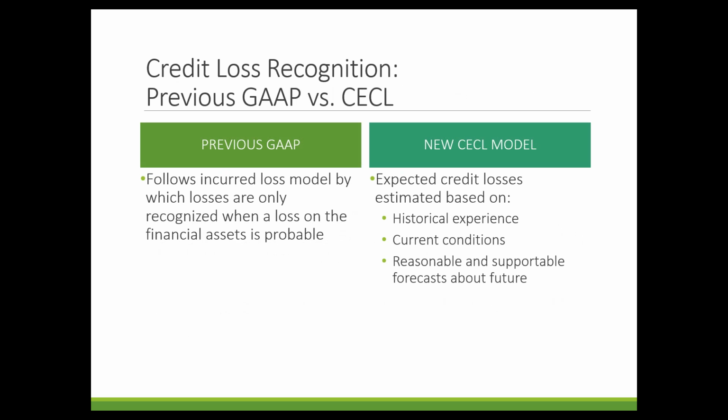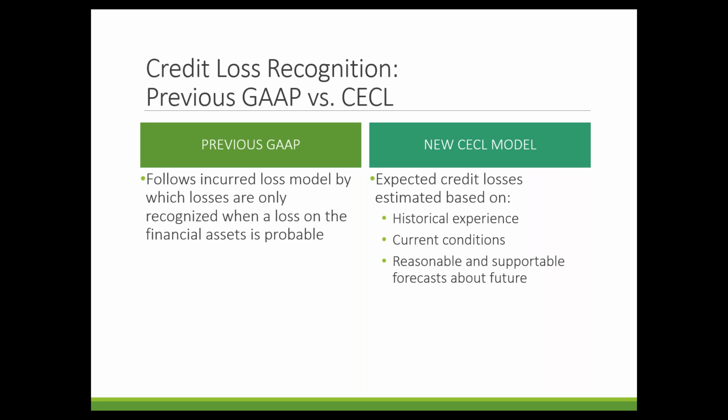All right, we'll start with previous GAAP. So in the past, you would have looked at the accounts receivable aging and evaluated whether there were any specific balances where collection was uncertain. Based on that assessment, you would record an allowance for doubtful accounts for those receivables where loss was determined to be probable. So under the CECL model, we're not just considering probable losses.